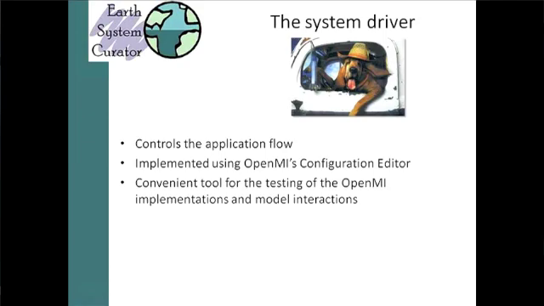Then, using the configuration editor's graphical user interface, the input exchange items in the SWAT model are linked to the output exchange items in the CAM model, and vice versa for two-way coupling. That way, when the system is run, the SWAT model knows to get its input items from the CAM output items. And hopefully we'll see an example of that when we run the demo. Now, the configuration editor was convenient to use because we didn't have to do any special coding to get the models to communicate. As long as you have OpenMI compliant models, everything loads right into the configuration editor user interface.